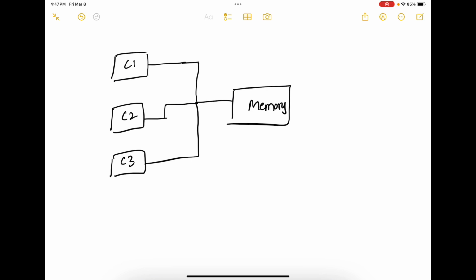Now core 1 wants to write a 0 to memory, core 2 wants to write a 1 to memory, and core 3 also wants to write a 1 to the memory. In this case, what would happen? See, when core 1 wants to write a 0 and core 2 wants to write a 1, there is a conflict, right? Because you do not know if this should be a 0 or a 1.